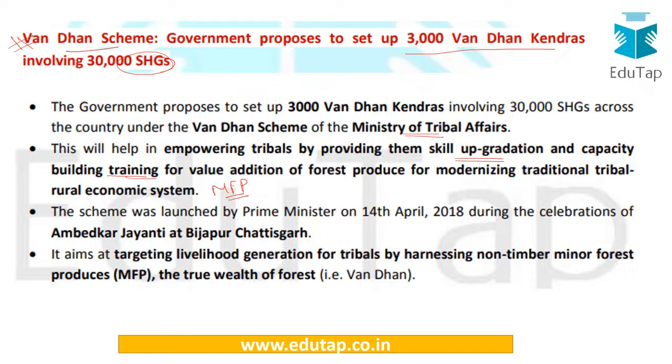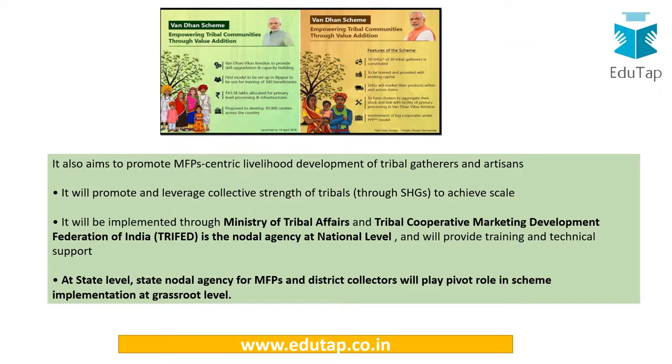So the scheme was launched at Bijapur, Chhattisgarh on the Jayanti of Dr. B.R. Ambedkar. So this is also important. So this is about the Dhan scheme. It is promoting the minor forest produce centric livelihood development of the tribal gatherers.